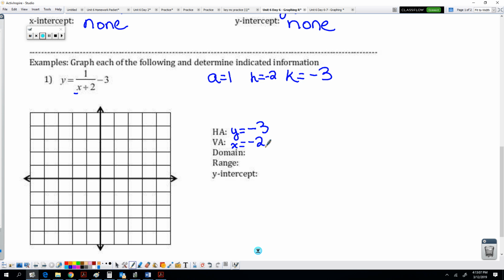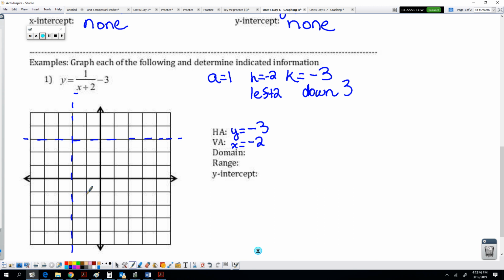We can graph it. So I'm going to have a dotted line going through negative 3 on my y, and also a vertical line going through negative 2 on the x. Again, asymptotes are not really there. Okay? So we know this is going to go to the left 2 because it's opposite, and also down 3. If you remember from transformations, that's what you can do. You can also go to your calculator if you really have to.